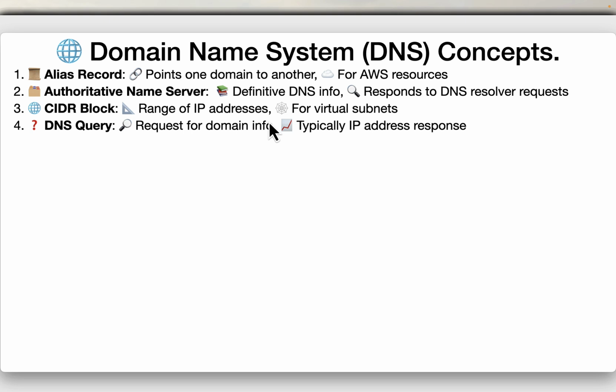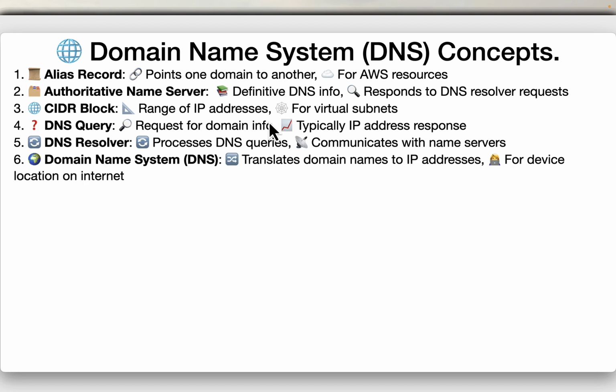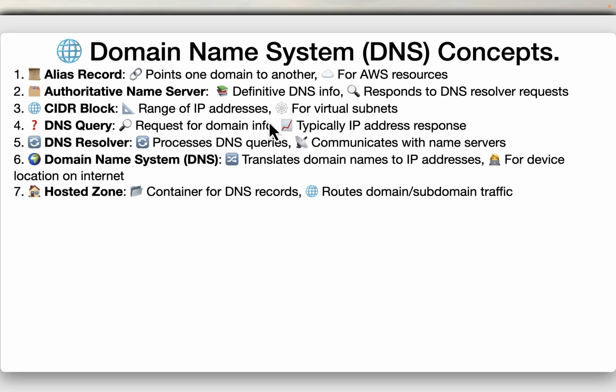Fourth, DNS query, a device request for information about a domain name, usually resulting in an IP address response. Fifth, DNS resolver, a server that processes DNS queries and communicates with the authoritative name server to get the required information. Sixth, domain name system, DNS, which basically translates domain names into IP addresses, allowing devices to locate each other on the internet. Seventh, hosted zone, a container in Route 53 for records that route traffic for a domain and its subdomain.